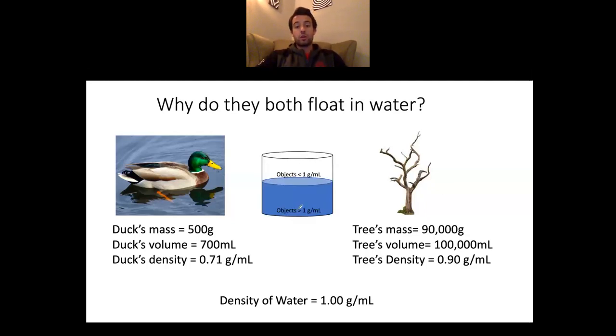Objects greater than 1 gram per milliliter over here, those objects will sink in water. Objects less than 1 gram per milliliter, those objects will float in water. This is also true with oil. Oil has a totally different density. I think it's like 0.8 or something around there. Anyway, so anything less than 0.8 would float in oil. Like for example, a duck might float in oil, but a tree might sink in oil. So whatever the density of the liquid is, if the object's density is less than that, it'll float. If it's greater, it'll sink. So both the duck and the tree in this case would float on the water.